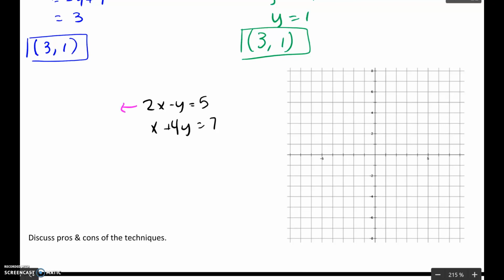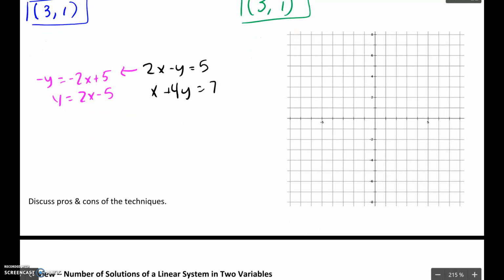This first one, I'm going to put in slope-intercept form. So I have negative y equals negative 2x plus 5. y equals 2x minus 5. So I have a y-intercept of negative 5 and then a slope of 2. It's important to be accurate on these because you're looking for where they intersect. If you're not accurate, then your intersection could be off. So my line is not perfect, but we know where the points are because I put all the points up there.